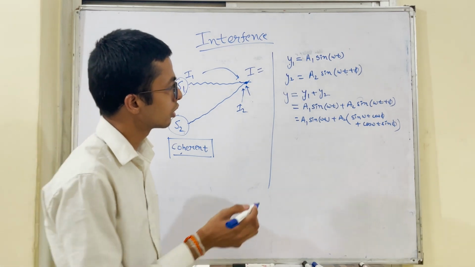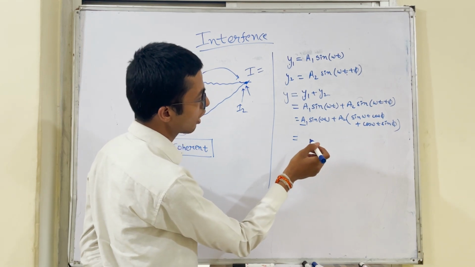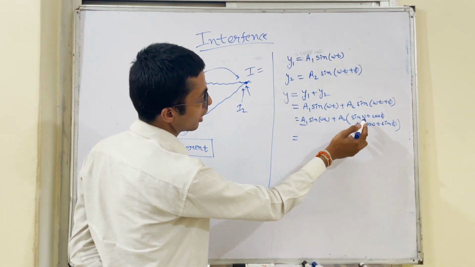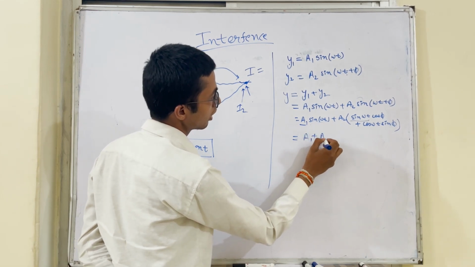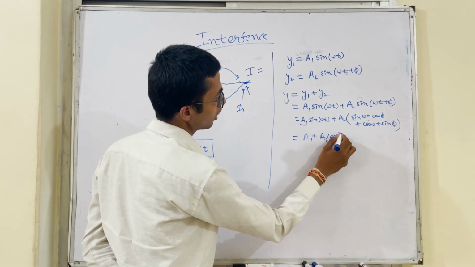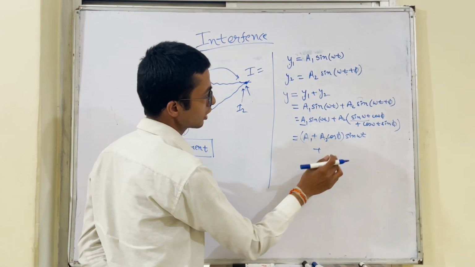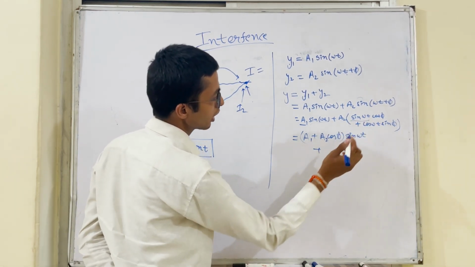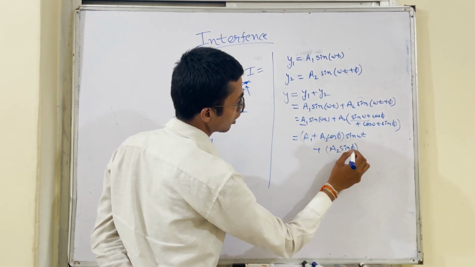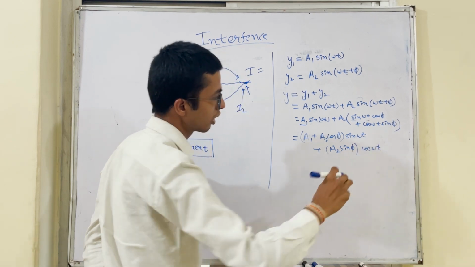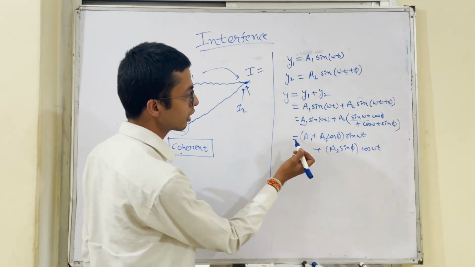If I take the common things, a1 sin omega t, and this sin omega t I can take as common. So it becomes a1 plus a2 cos phi times sin omega t, plus what is remaining, a2 cos omega t sin phi. I am writing it as a2 sin phi cos omega t.